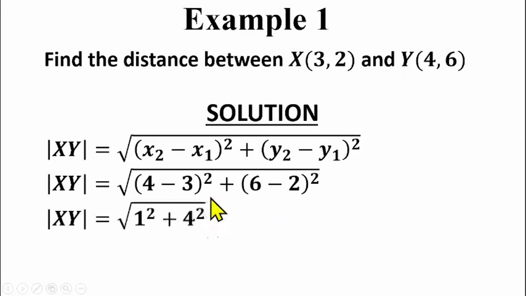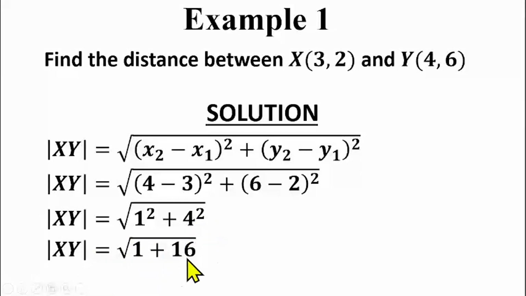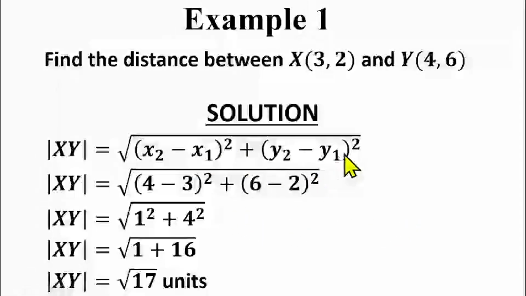If we simplify further, 4 minus 3 gives us 1, so we have 1 squared, plus 6 minus 2 gives us 4, so 4 squared. 1 squared gives us 1, plus 4 squared gives us 16. Then 1 plus 16 gives us 17. So the distance between X and Y is the square root of 17 units. That is one way of using that formula to find the distance between 2 points.